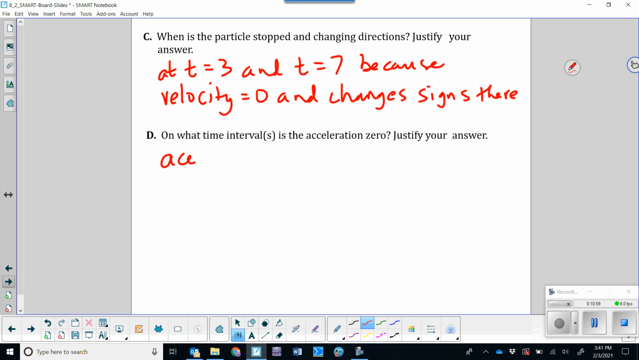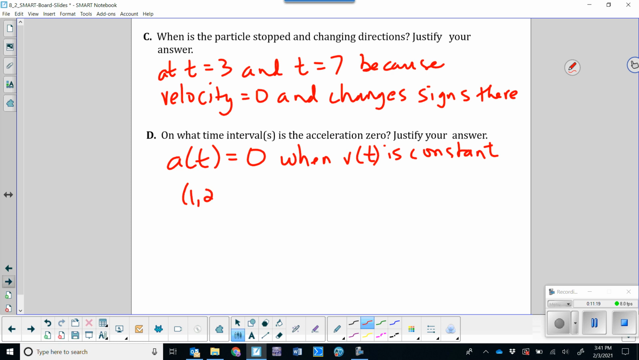So acceleration, or you could say a of t, equals 0 when v of t is constant, because a constant will have a slope of 0. Therefore, that would be 1 to 2 and 4 to 6 in my reason. Okay, so that's a review.